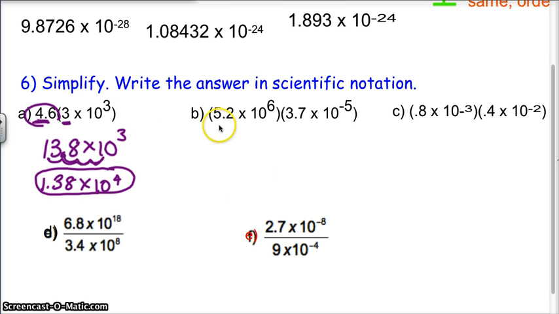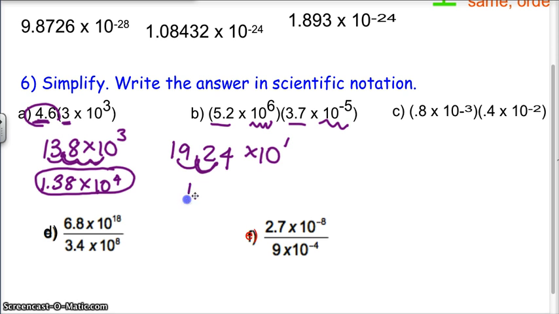Let's look at letter B. Multiply your normal numbers. I grabbed my calculator, that gave me 19.24. When I multiply like bases, I add the exponents. Times 10 to the 1st power. Move it one place. Let's see, times 10 to the 1 means it's really 192, but I need it here. So 1.924 times 10 to the 2nd.